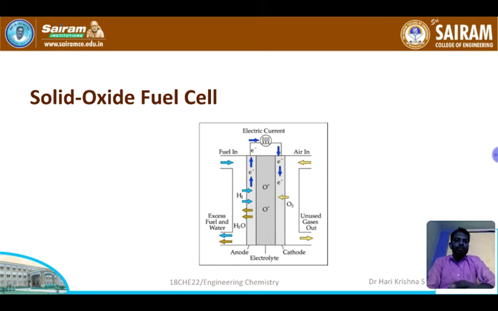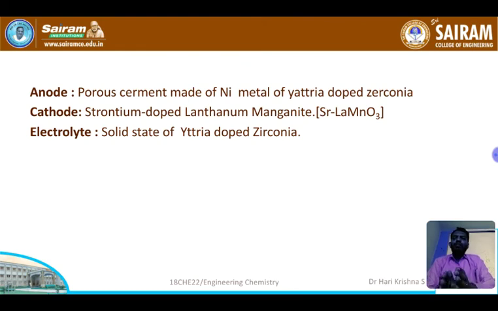Let us see what the electrodes are made of, what the electrolyte is made of, and what reactions occur in the solid oxide fuel cell. The anode is a porous cermet made of nickel metal and yttria-doped zirconia, whereas the cathode is strontium-doped lanthanum manganite. These are the electrodes of the solid oxide fuel cell. The electrolyte is solid yttria-doped zirconia.